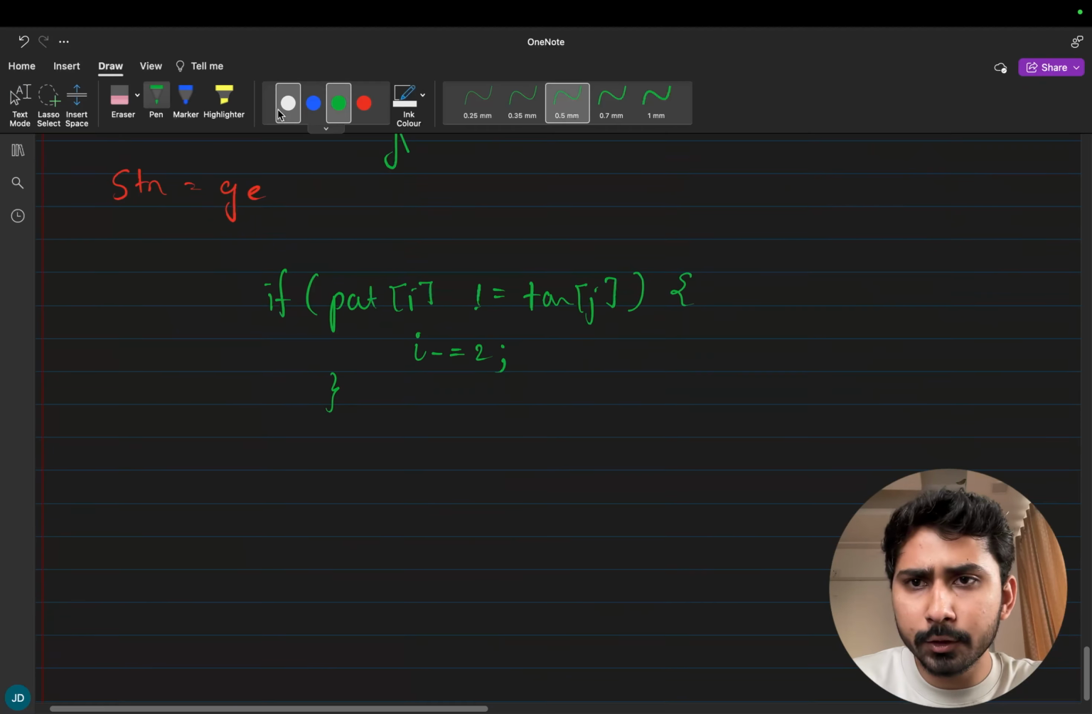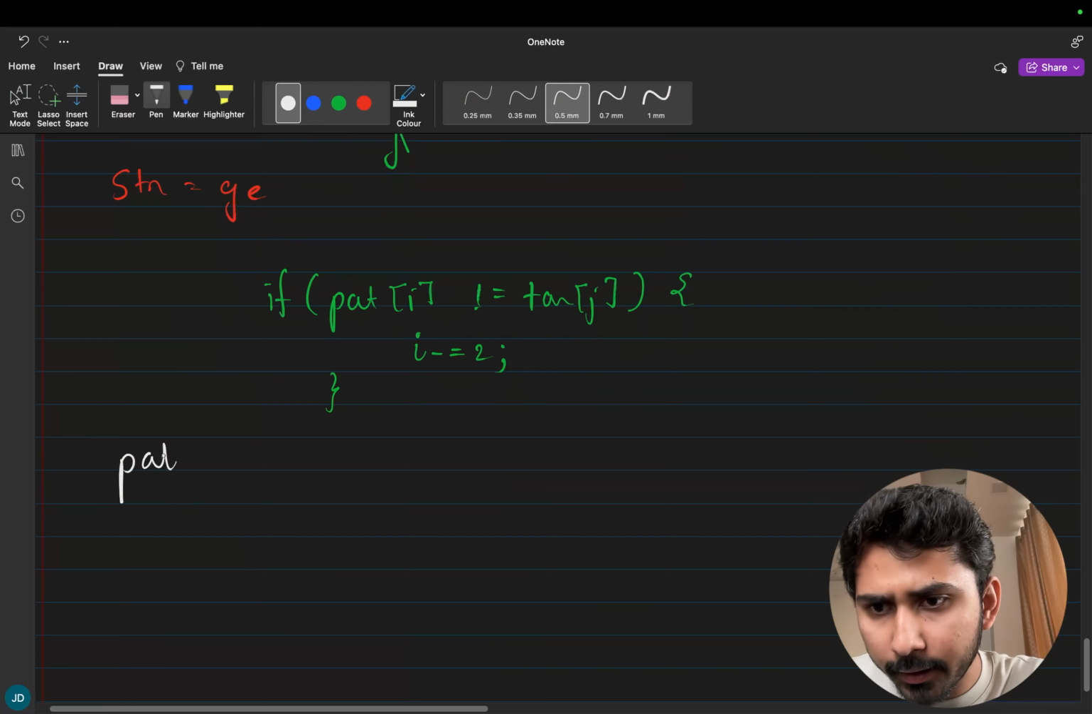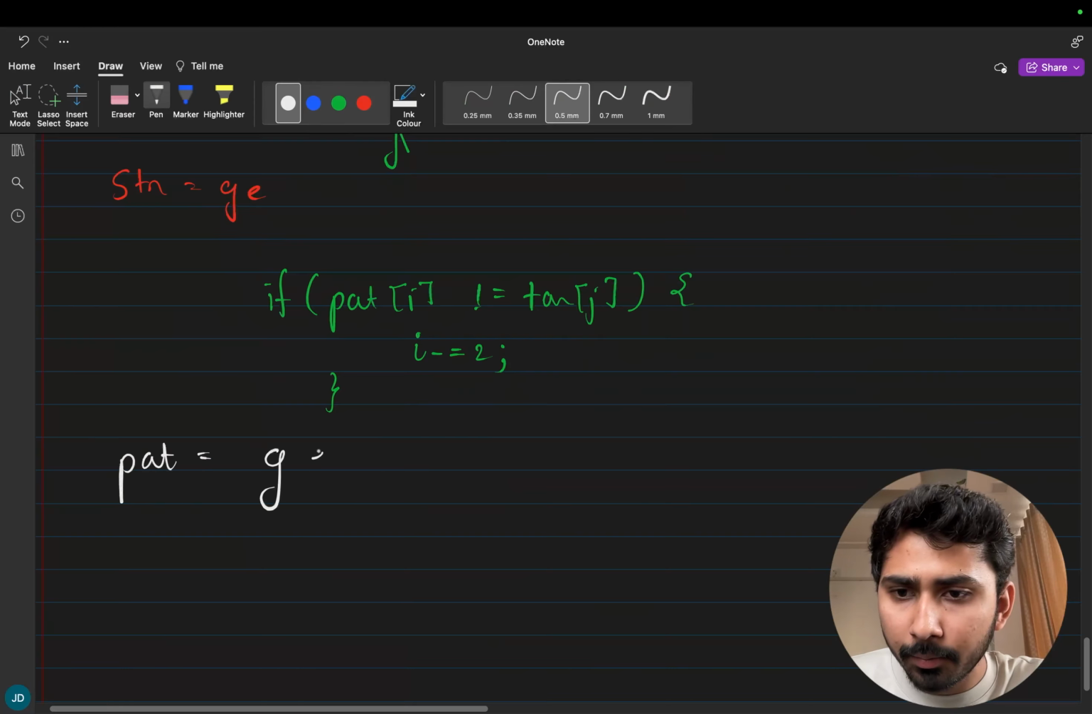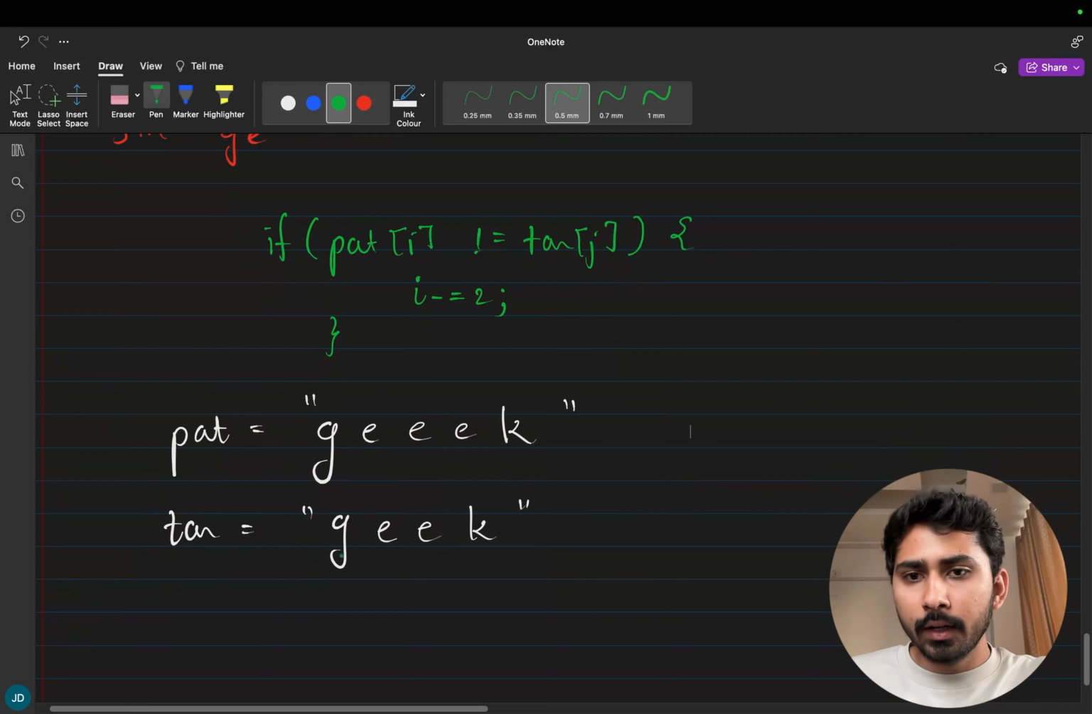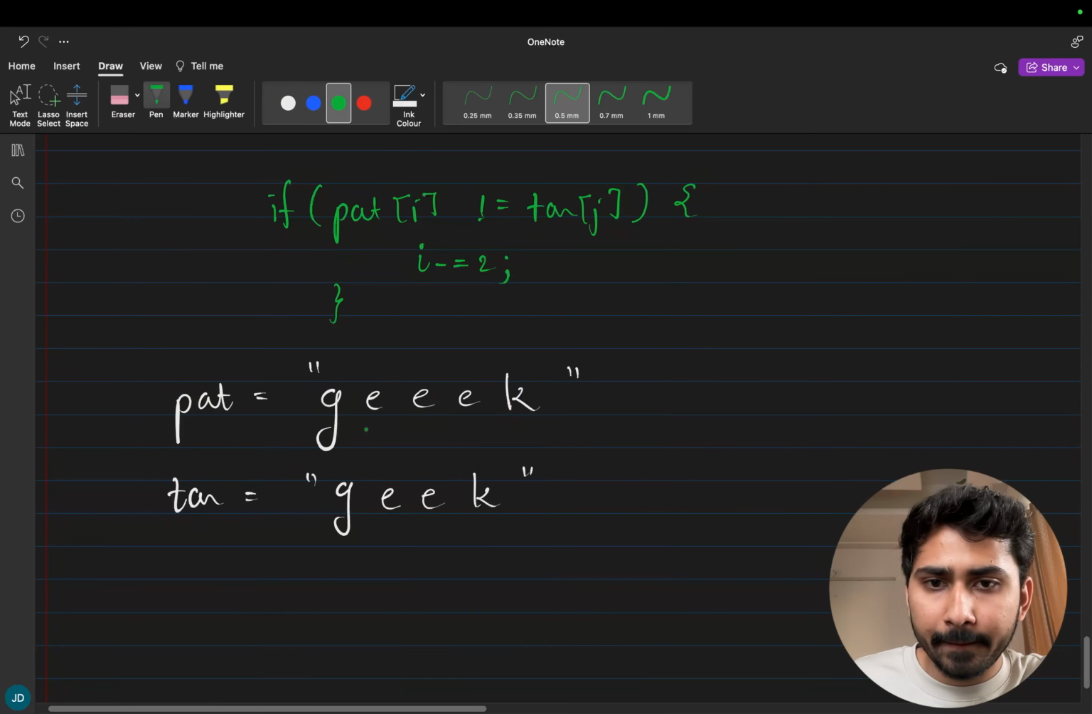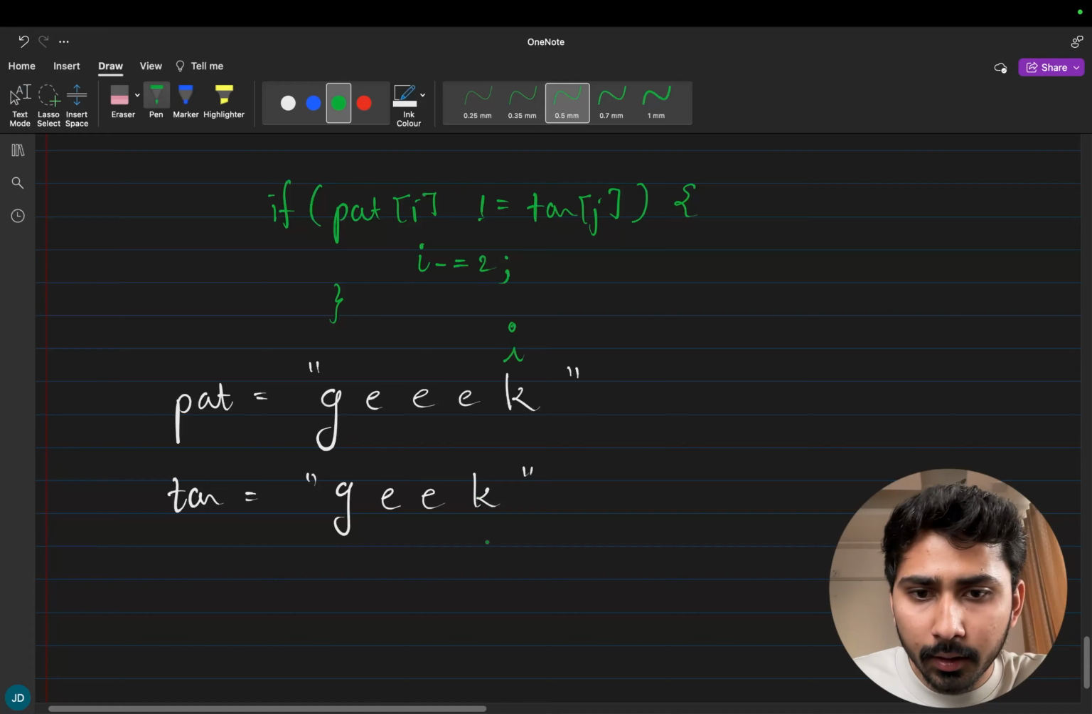So let's see a few more examples to get a clear understanding. Let's say the pet is G, E, K, and the tar is basically G, E, E, K. I want to validate whether I can generate it or not. We know the logic: when it is not equal, I'll move 2 times. Now, first of all, let's go with this iteration from right to left. I can see K and K are equal, so I'll move the j pointer one step and the i pointer one step.